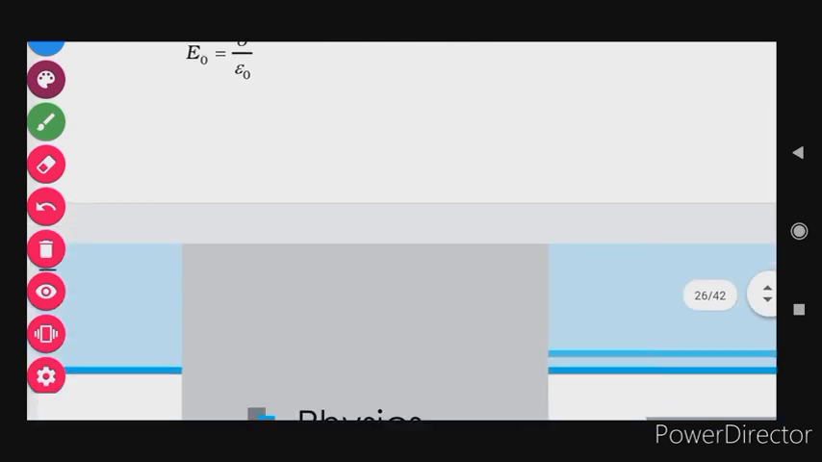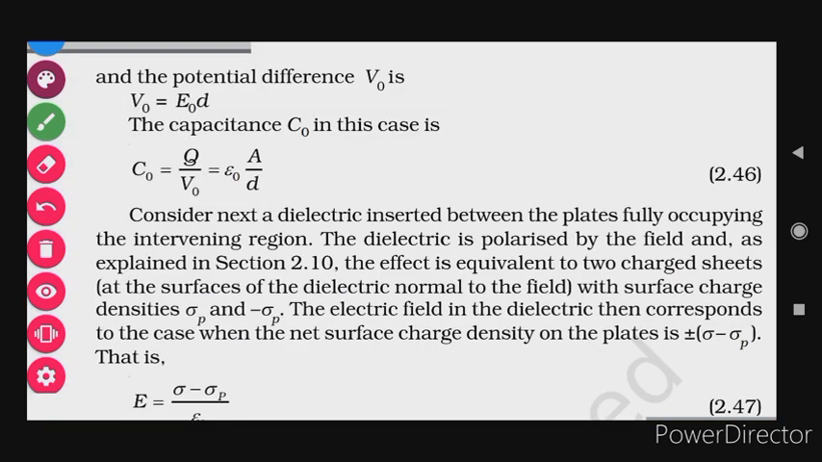Now moving further, the potential difference V naught is equal to E naught times d. We know the relation between potential and electric field. Next, the capacitance C naught in this case: what is the formula? Capacitance is Q upon V. So the capacitance for the parallel plate having air or vacuum between the plates is Q upon V naught, and when we put the value of V naught, we get epsilon naught A by d. This is the capacitance of the parallel plate capacitor when there is vacuum between the plates. This we have also seen in the previous video.